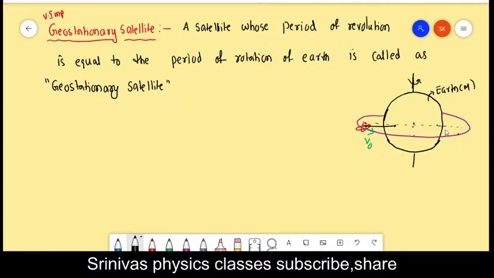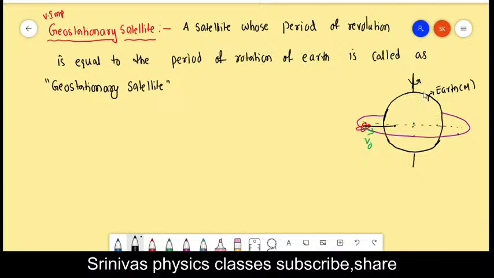So the satellite always appears at rest. How is it possible? How does it appear at rest when we see it from the earth using a telescope? When you see the satellite using a telescope, it appears at rest, not moving, right? Why does it appear at rest? Because the earth actually rotates about its own axis.